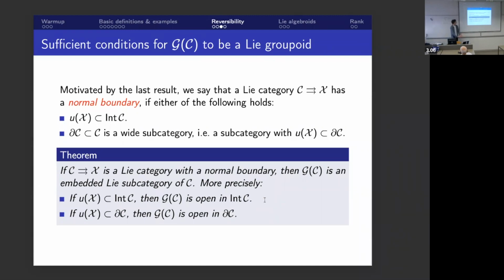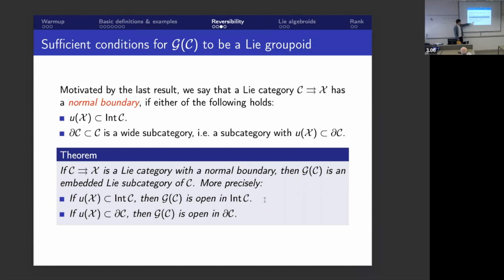It's a Lie groupoid. More precisely, what we get is that if the units lie within the interior of our category, then the set of all invertible morphisms is open in our category. So this is the manifold interior.